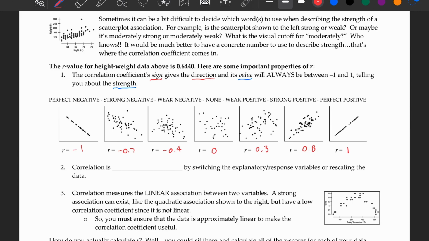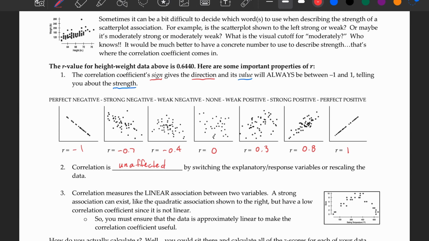So on number 2 there, we're going to talk about kind of an interesting thing. This is a common MCQ, actually, that pops up. They'll give you an R value for some association, and then they'll say, hey, what if we switched the X's and Y's around? What would the new R value be? Here's the thing. Your R value is unaffected by which one is the explanatory and which one is the response. So if you were to flip it, it would not change anything.